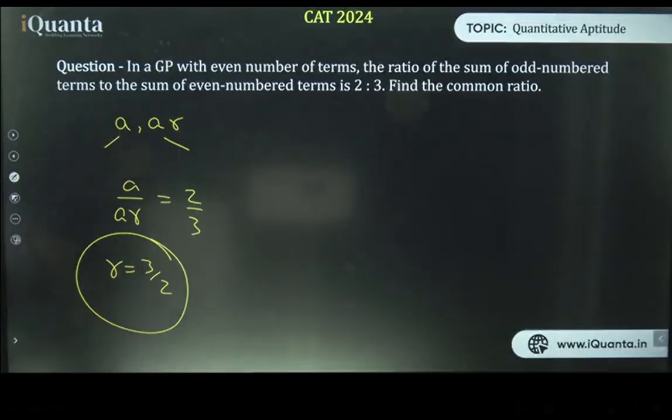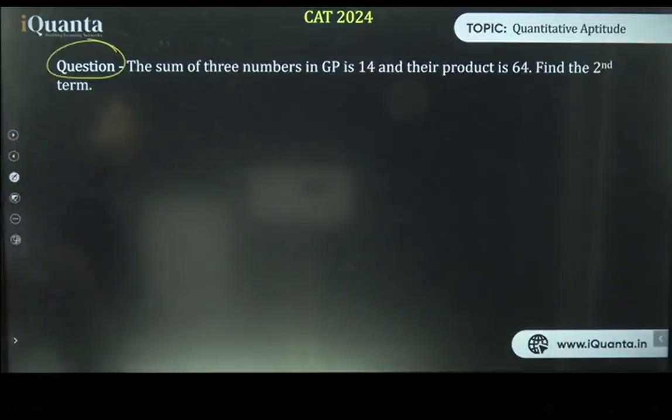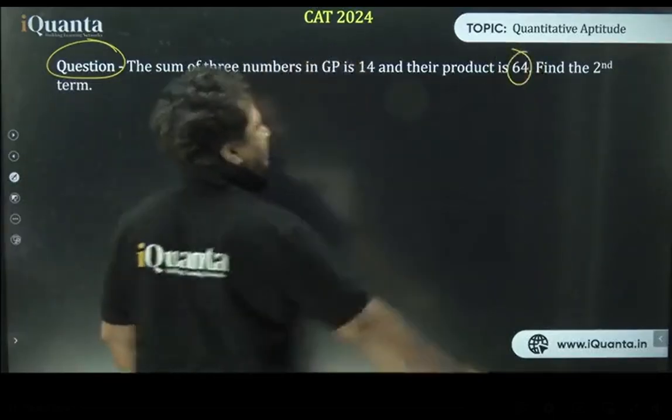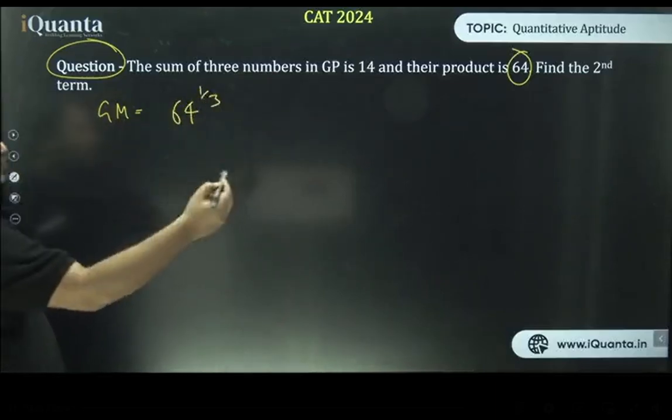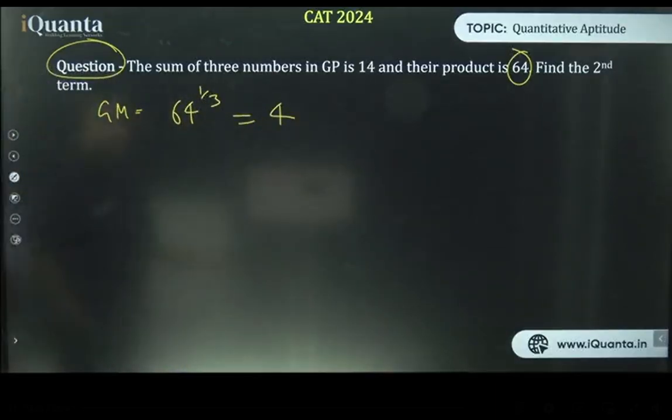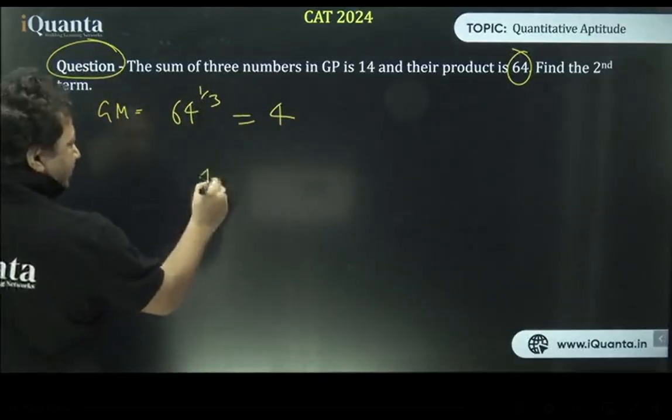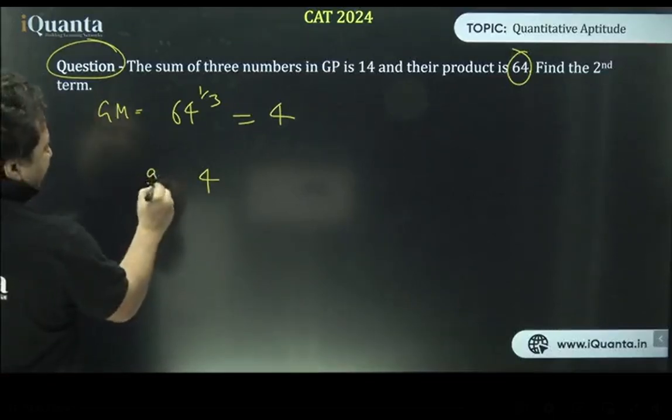That's it. Okay, coming back to this question, which we are doing. Again, a very easy question, I must say. So if there are 3 terms, product is 64. What does that mean? That means geometric mean will be equal to 64 raised to power 1 by 3. Cube root of 64 is 4, isn't it? So we have 3 terms, and the middle term is 4.